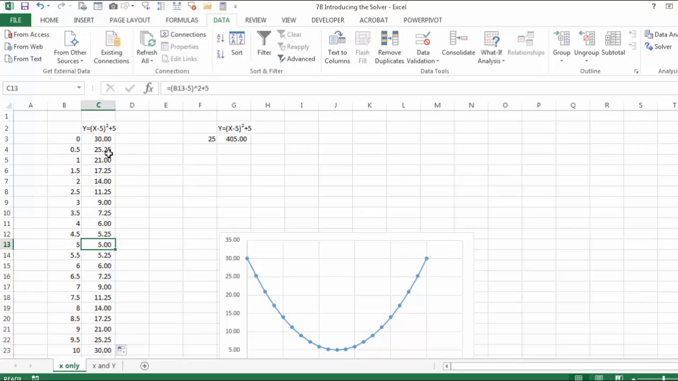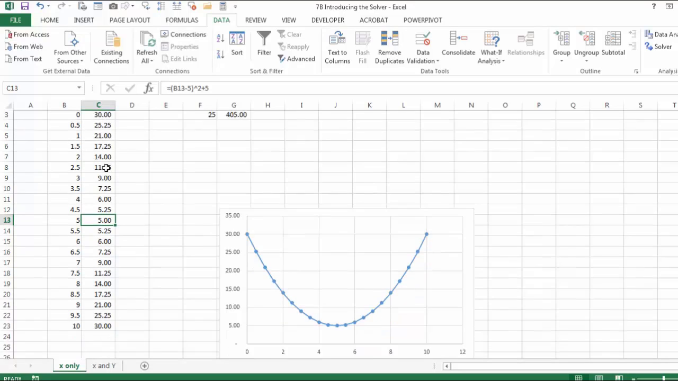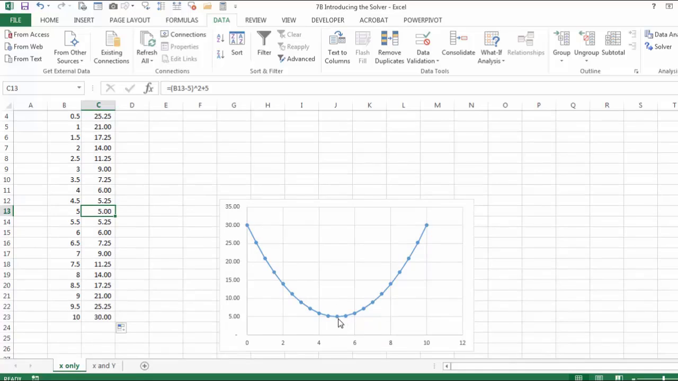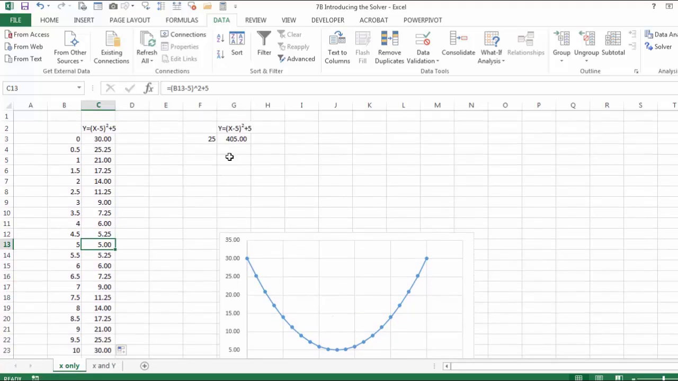And when you use a chart, I used the scatter chart and created it, I found out that the minimum is somewhere here where x is equal to 5 and y, which is (x minus 5) squared plus 5, is equal to 5. But what we want to do is we want the solver to find for us the minimum value. So I just chose one value here, 25, and what I want to do is use the solver to find for me that minimum of 5.